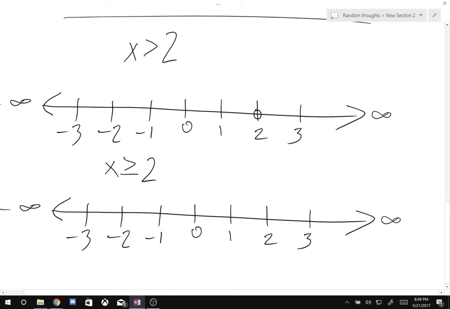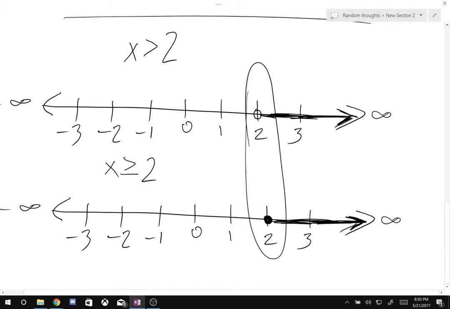The top one, I'm going to draw my circle there at 2, because that's the number of reference that we're using right there. It's the number that shows up. I'm going to shade in the part to the right, because that's the area that's greater than. This bottom one, I'm going to draw a circle, and I'm going to shade it in, and then I'm going to shade in the area to the right, just like I did before, because that's the area that's greater than 2. The only difference between these two is whether or not the circle itself is shaded in or not.